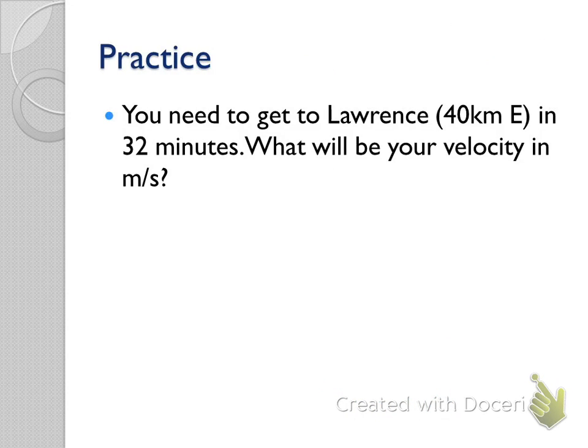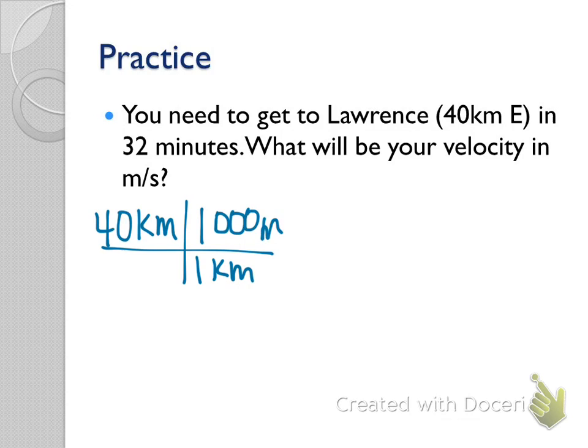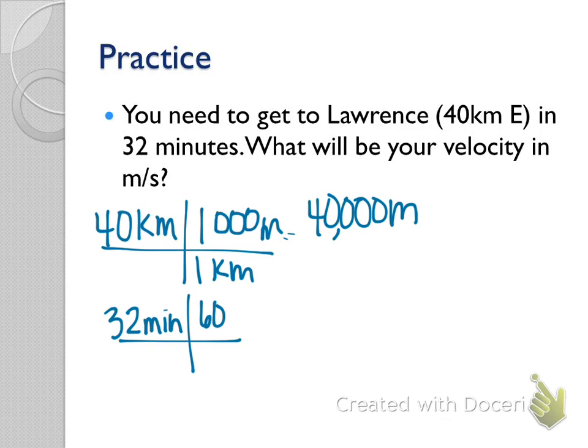All right, first and foremost, if we want our velocity in meters per second, what do we need to do to our displacement? We go kilometers to meters. Exactly, we have to convert kilometers to meters. All right. And we've got to convert our time as well. So 32 minutes times 60 seconds. How many seconds is that?